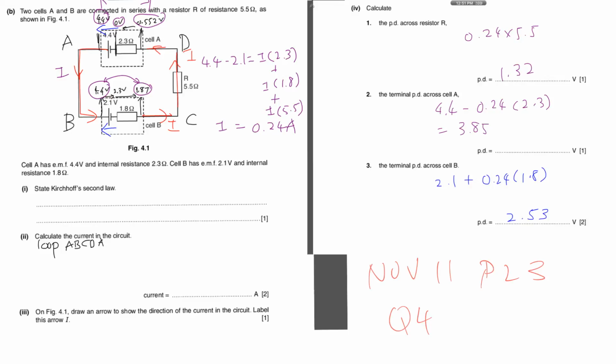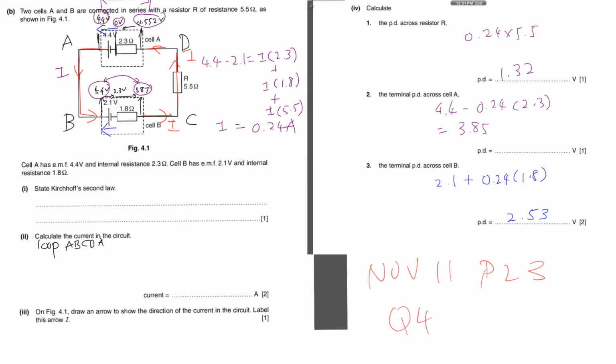So next one, we already done the current. So part 4 here, calculate the PD across resistor R. So what's the PD here? PD is quite straightforward. V equals IR. So we know the current, which is 0.24 amperes. We know the resistance, so you just multiply and you will get your PD. So next one, you'll talk about terminal PD across cell A and then terminal PD across cell B. To find terminal PD across cell A, you must understand how the current behaves. Because 4.4 volts is used to charge the 2.1, so the current is flowing this way.